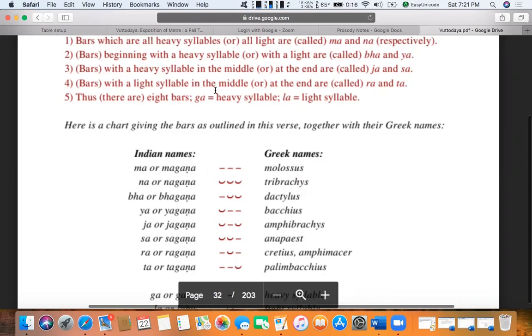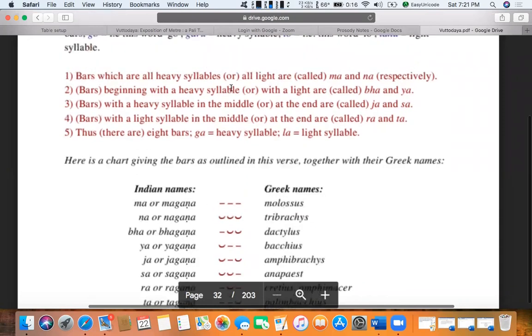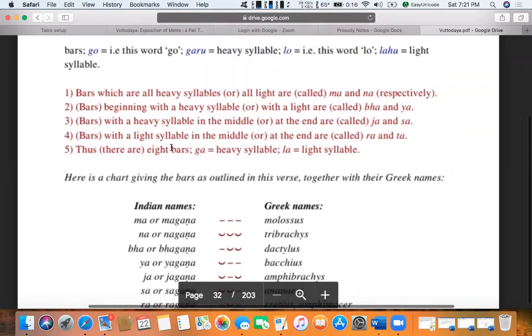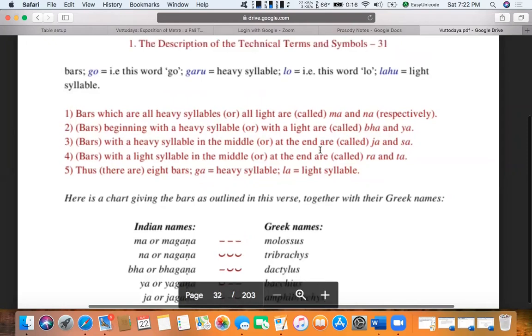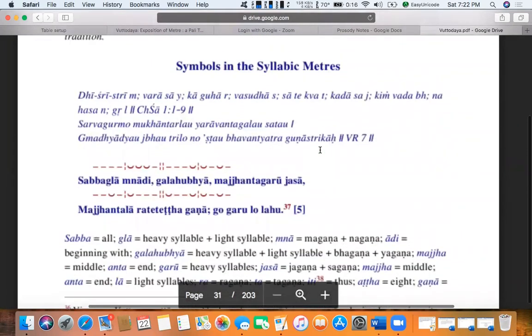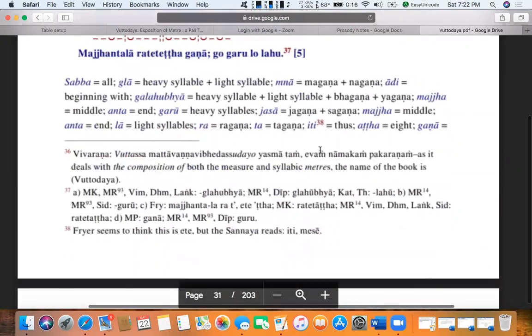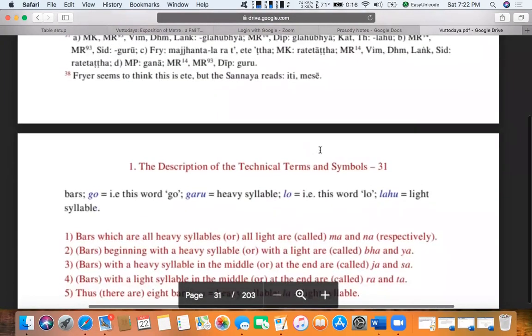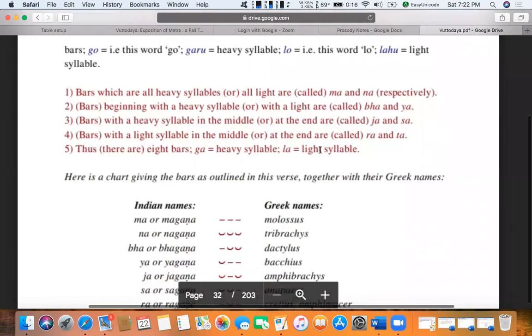Ta group, ta gana. So thus there are eight bas or eight groups: magana, nagana, bhagana, yagana, jagana, sagana, ragana, tagana. They are all eight groups. And then in the last line, ga stands for heavy syllable. Ga is the symbol for heavy syllable, and la is the symbol for light syllable. So these are the symbols or terms we use in syllabic meters.